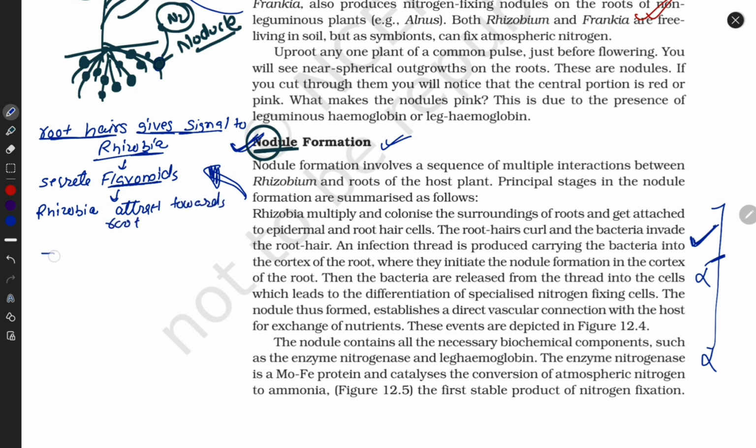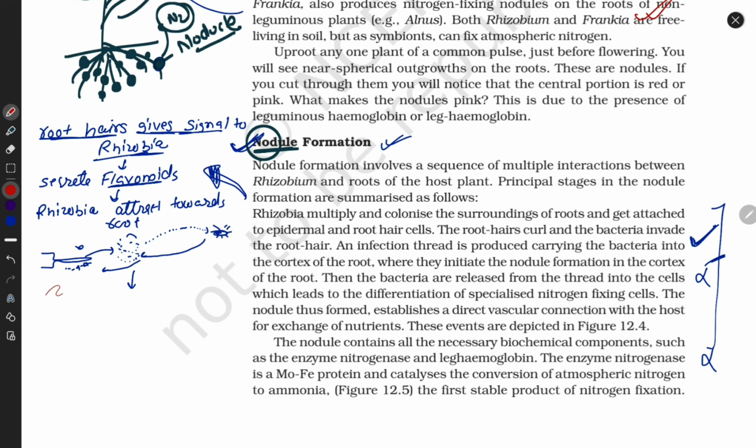I'll make it in a diagram. Assume this is the root here. They secrete some flavonoids. And here are rhizobia, symbiotic bacteria. They smell flavonoids and they are attracted towards the root. Now they reach the root. What happened next?